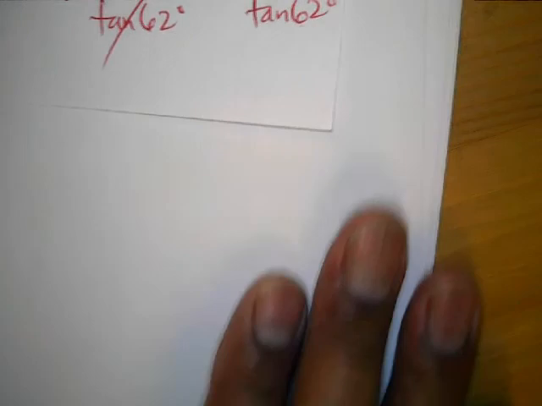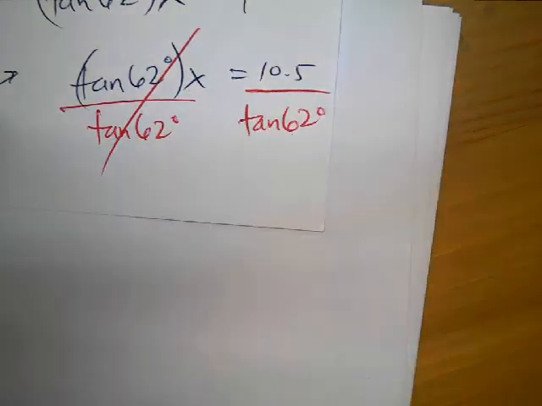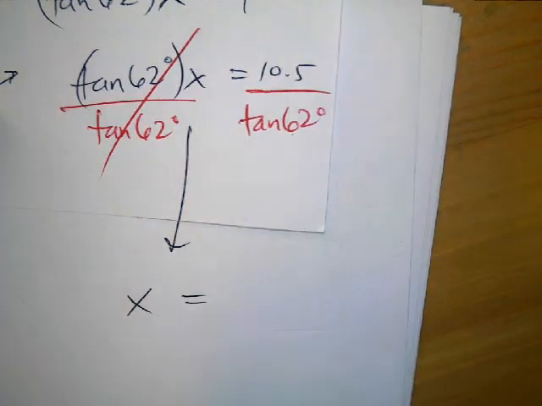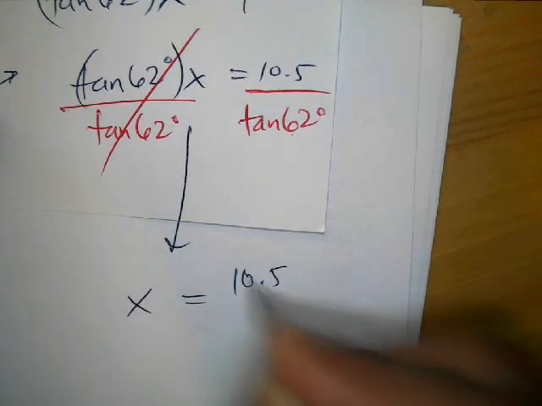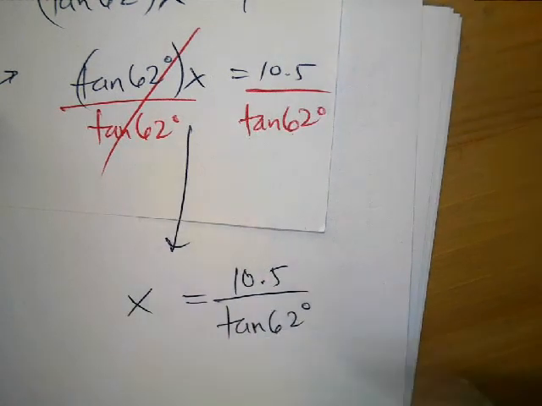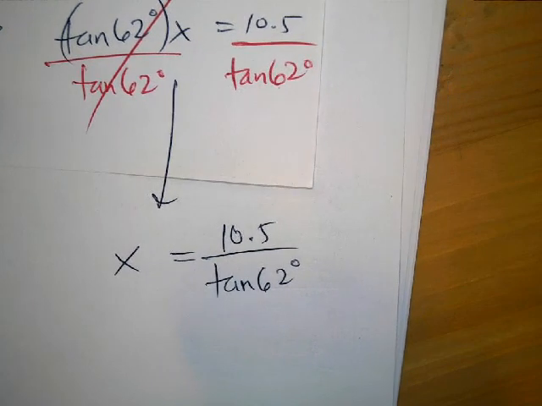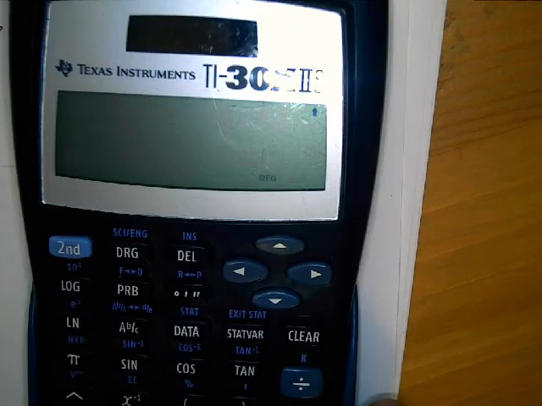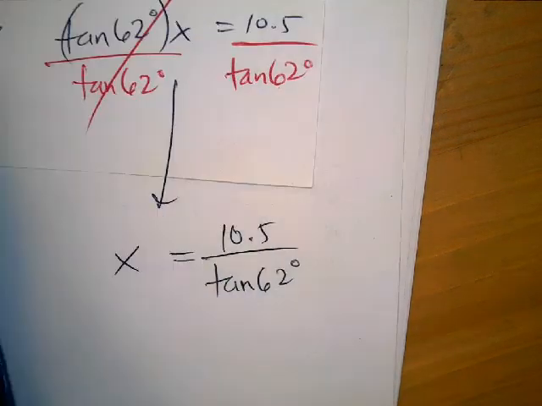And I'm running out of paper here, so I guess I'm going to get this one. That's going to be what? Now x is by itself. You're going to have x is equal to whatever 10.5 divided by tangent of 62 degrees is. That's going to be, well, do it on the calculator. That's the calculator part.